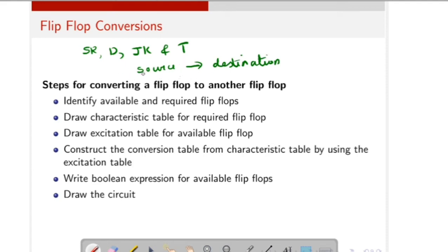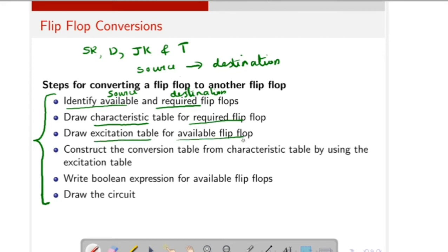To do this we have to follow some steps. These are the steps or the procedure for converting a flip-flop to another flip-flop. The first step is to identify the available and the required flip-flop. The available flip-flop is the source flip-flop and the required flip-flop is the destination flip-flop. Then draw the characteristic table of the required flip-flop and the excitation table of the available flip-flop. We have to generate the output of the destination flip-flop from the source flip-flop by modifying its input.